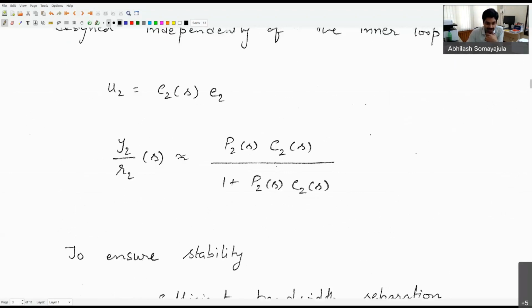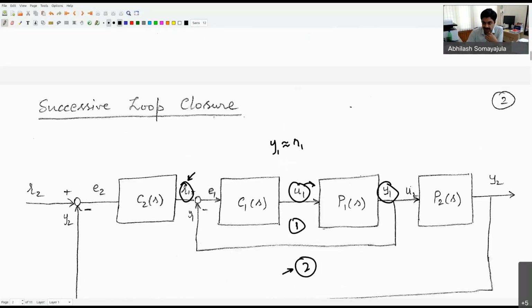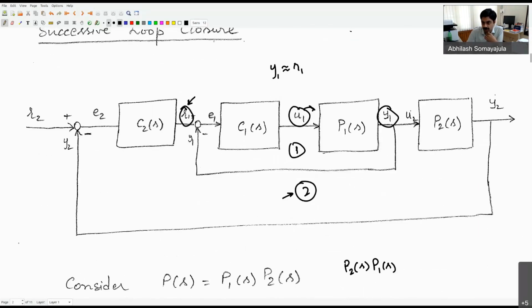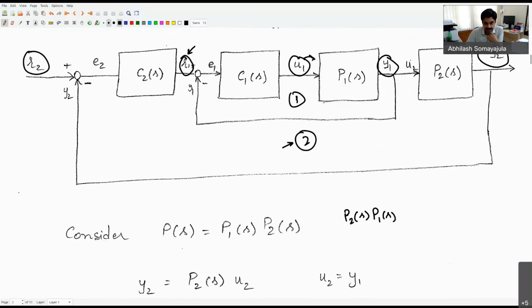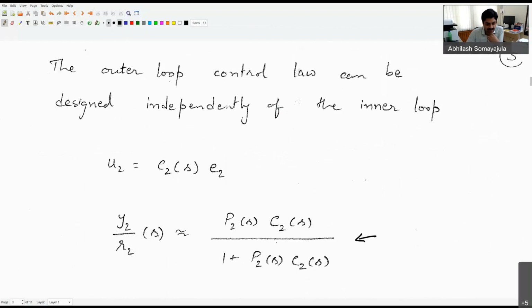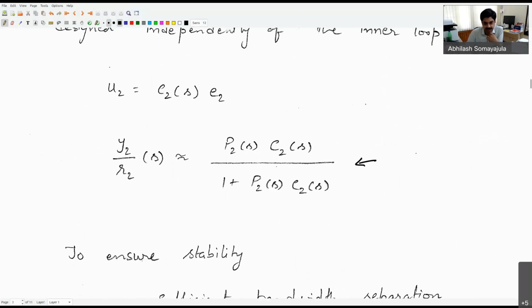Again, we go through the same process and find the outside loop's transfer function between Y2 and R2. So let me go back here. Y2 is the output of plant P2 and R2 is the reference signal that I want Y2 to track. If I observe the closed loop dynamics between Y2 and R2, I can write that down as P2 times C2 divided by 1 plus P2 times C2.